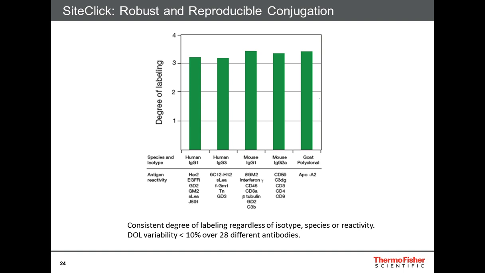This is a reproducible conjugation where in this figure we looked at 28 different antibodies with varying isotypes, varying specificities, and species, and we see less than 10% variation across all 28 of these unique conjugations. So it provides a great deal of reproducibility in a protocol that, using other chemistries, is known for its variation.